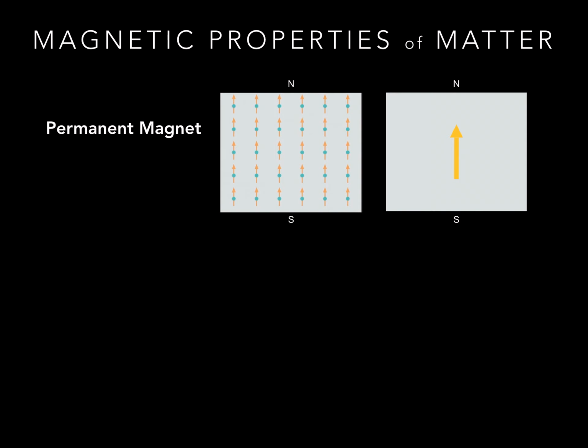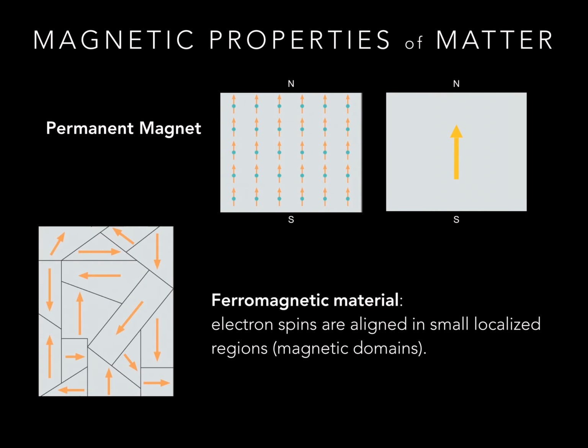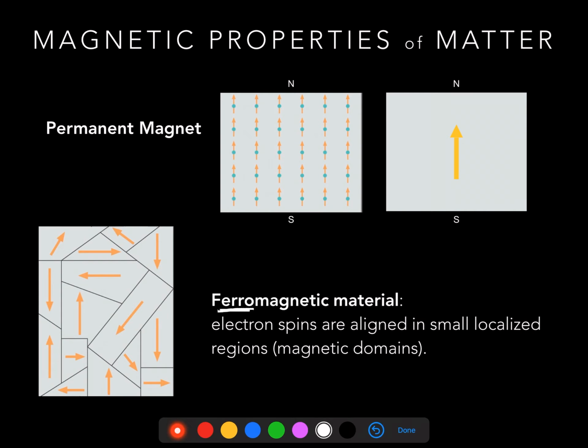Ferromagnetic materials are materials that have inherent magnetic properties. Can you think of why it's called ferromagnetic? Iron, yeah. Iron is the most common ferromagnetic material. What's the periodic table symbol for iron? Fe, okay? So iron is the most common ferromagnetic material, but there are other ferromagnetic materials.